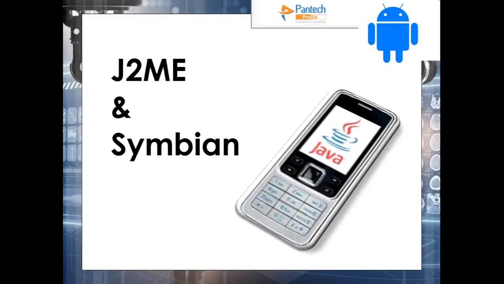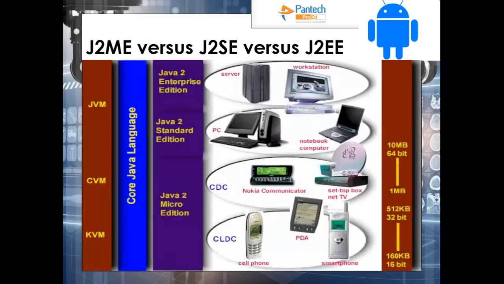Okay, so Java 2 Mobile Edition. Normally, if you take the Java language, there are three types of editions: J2ME, J2EE, and J2SE. J2SE is nothing but the Standard Edition. You can see the slide here: Java 2 Enterprise Edition, Java 2 Standard Edition, and Java 2 Micro Edition. These are the editions in which we can develop projects.